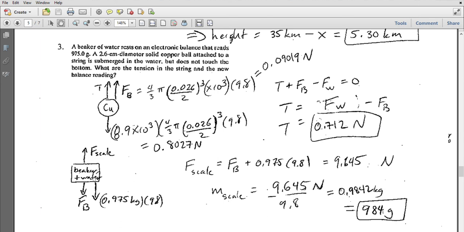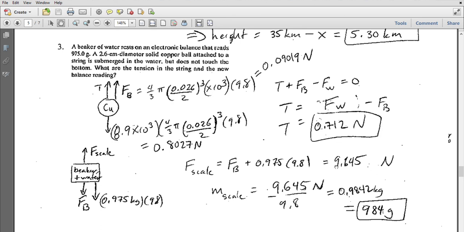Now, the buoyant force is pushing up on the copper ball, so that means the copper ball is pushing down on the beaker plus water with the buoyant force, and we calculated what the buoyant force was, so we already know what that is. And we also know the weight of the beaker plus the water. We're told its mass is 0.975 kilograms, so multiply by little g, that gives the weight. The sum of these three y components equals 0. And we can use that to solve for the scale reading.